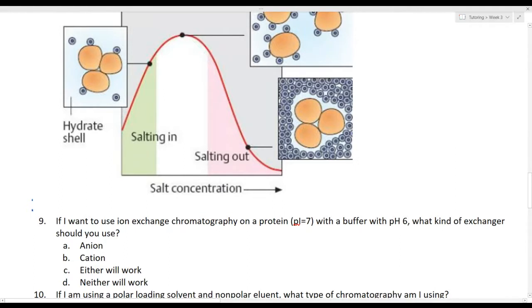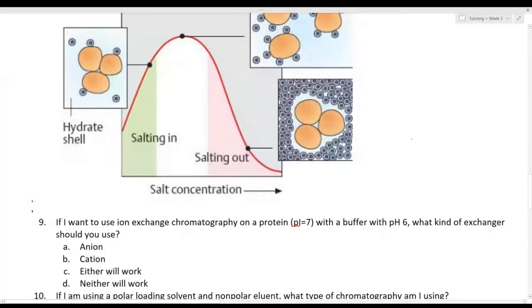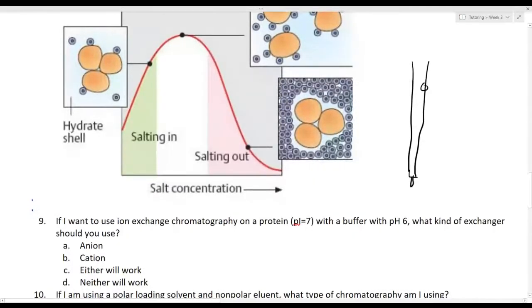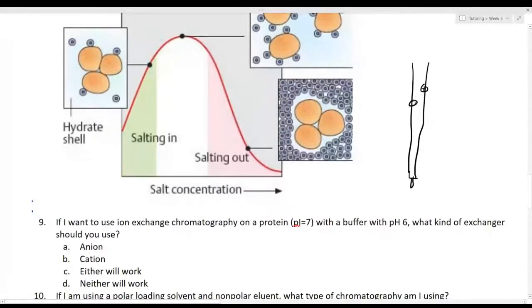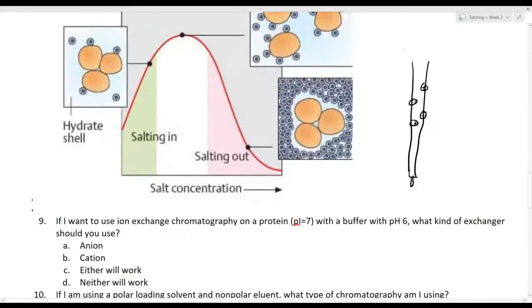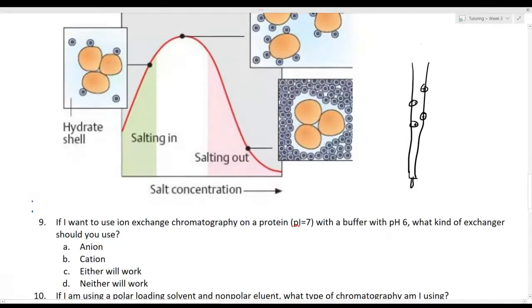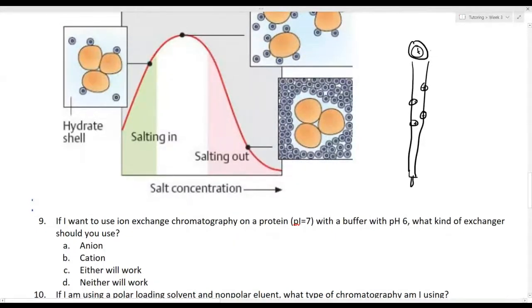So I'm going to run my protein down this column. And what this column does is I've got this thing right here that's positive, and this thing right here that's positive, and this thing right here that's positive, and so on and so forth. Right, so let's say I have this protein that's really big and it's positively charged, and I have it attached to this negative charge that I don't like.